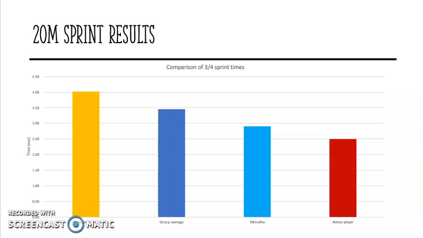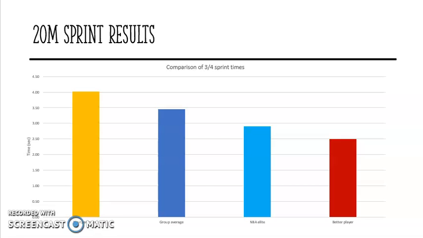The NBA player has an average speed of about 2 seconds and about 40. So fast, but not as fast as my better player.